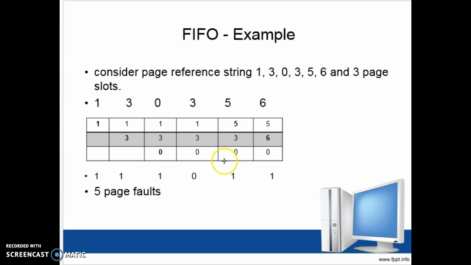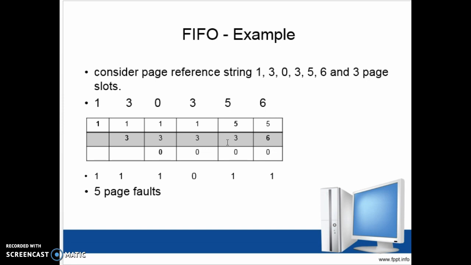Then 5, 3, 0. Again we have another string, that is 6. 6 is not there in the memory, so we have to replace a page. Here 5 came most recently, and 3 and 0 are the other pages. Comparing those, 3 is the oldest one, so we replace 3 with 6, and that is 1 page fault. In total we have 5 page faults. This is FIFO.